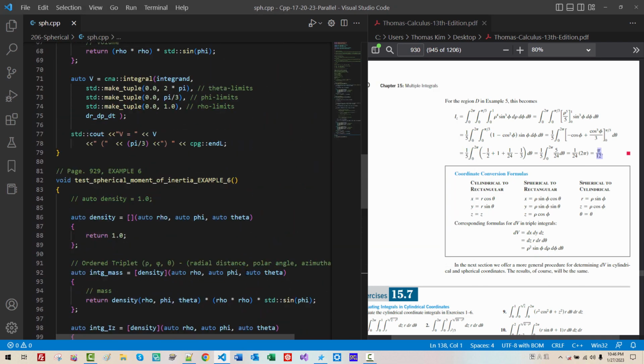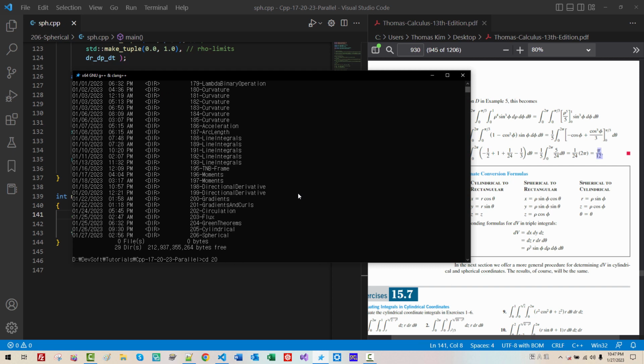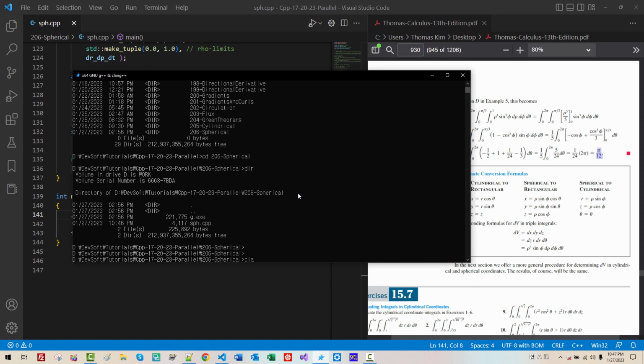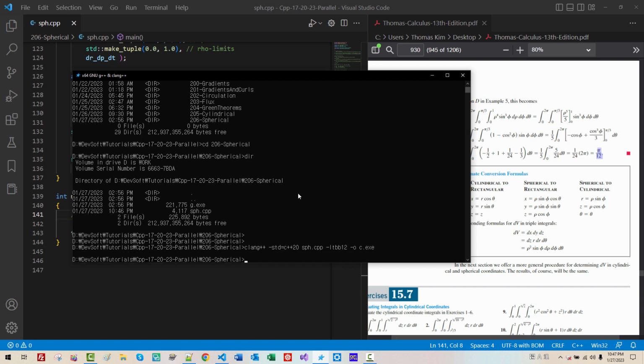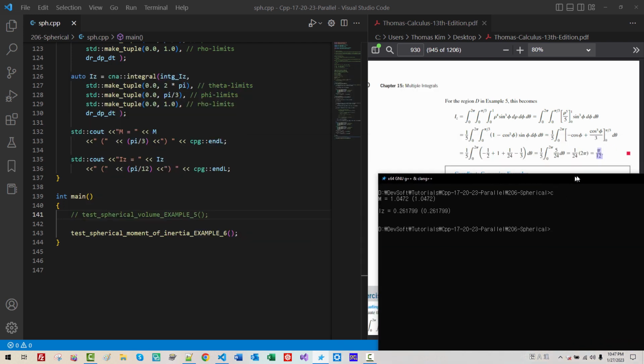Sorry, I have to copy this function. Copy, paste it here, disable it. cd 206 spherical, clang++ std c++20, sph.cpp, -o bg.exe, hit enter. Clear screen. So our numerical computation and the algebraic answer match exactly.